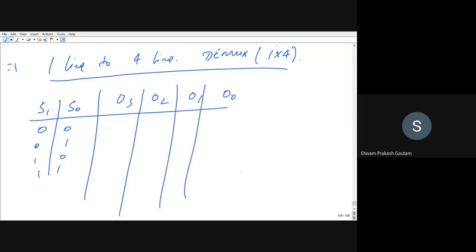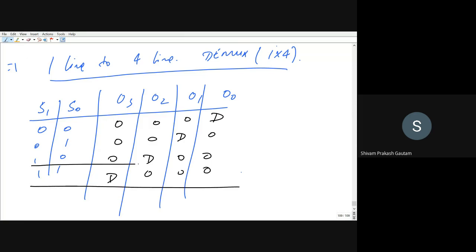So when both the select lines are 0, 0, we will be getting O0 at the output. So you can write here 0, 0, 0, D, that is data. For the second, O1 will be there, so 0, 0, here will be data, then 0. Sorry, so data will be in this position, 0, 0, and the last will be D, 0, 0, 0. Right? When all the select lines are 1, 1, this is how we will be getting the output.